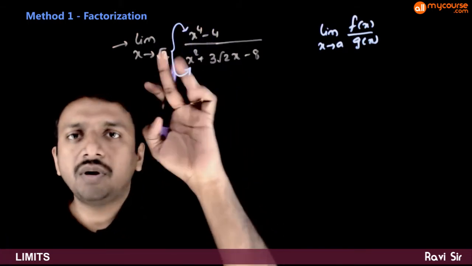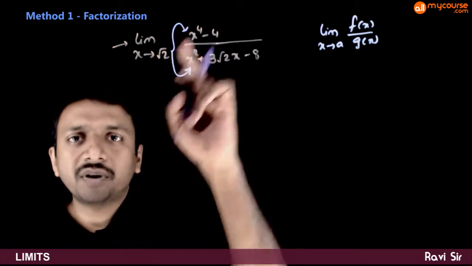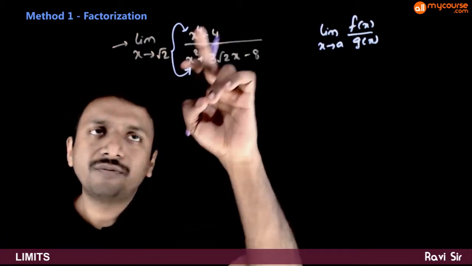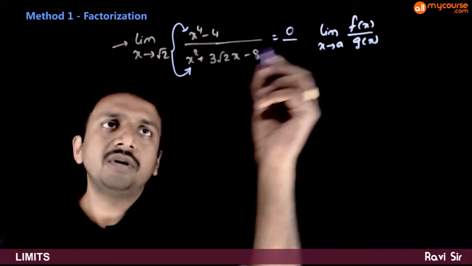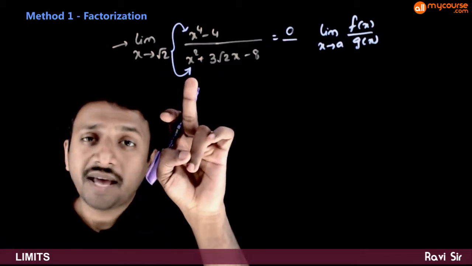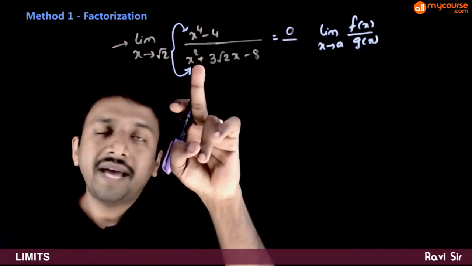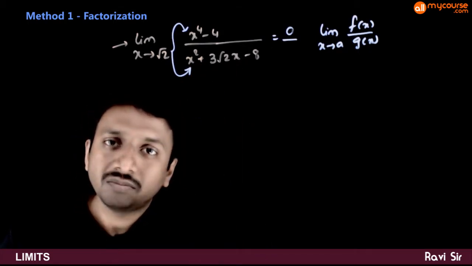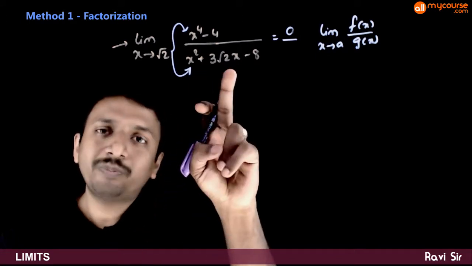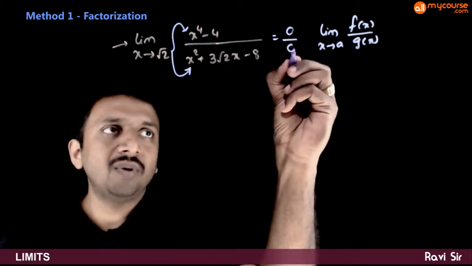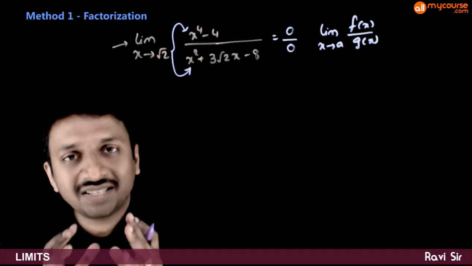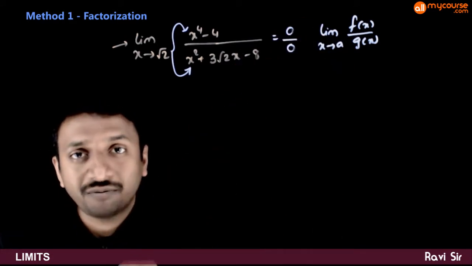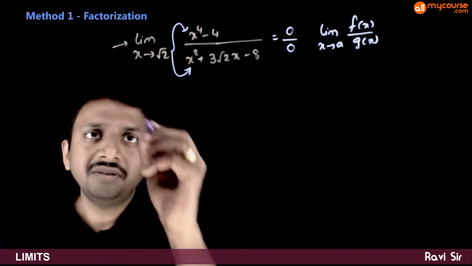So if you put x is equal to root 2, you get x power 4, root 2 power 4 is 2 square. So 4 minus 4 is 0, by, if you put x equal to root 2 in the denominator, x square, root 2 whole square is 2, 3 root 2 into root 2 is 6, 2 plus 6 minus 8 is again equal to 0. So you are getting a 0 by 0 form. Now, whenever you get 0 by 0 form, we use the process of factorization.